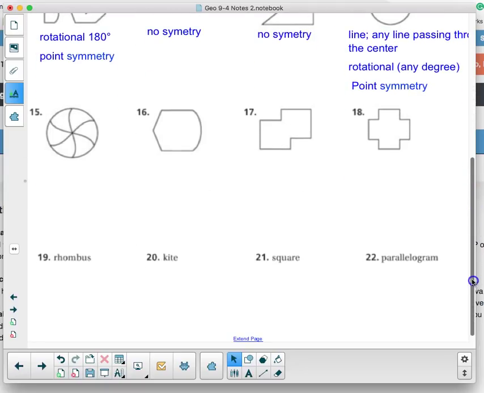Now y'all go try 15 through 22. Give them a try. Go and see what you know. Remember, turn me off.